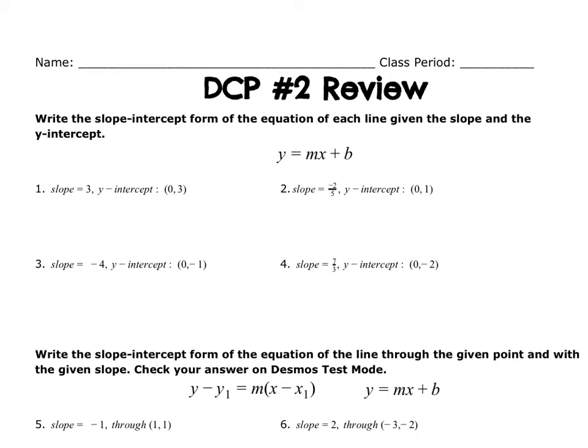Hey everyone, I'm going to be doing selected answers from the DCP number 2 review, which means there will be some that I'm going to leave for you to do on your own. The first 4 questions ask you to write a slope-intercept form of the equation for each line.